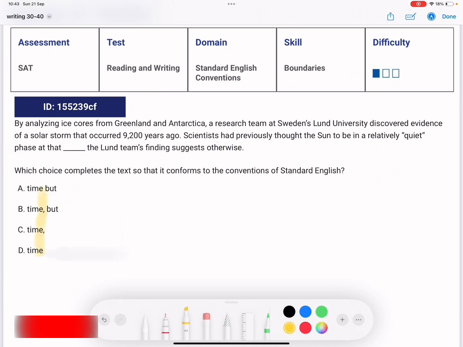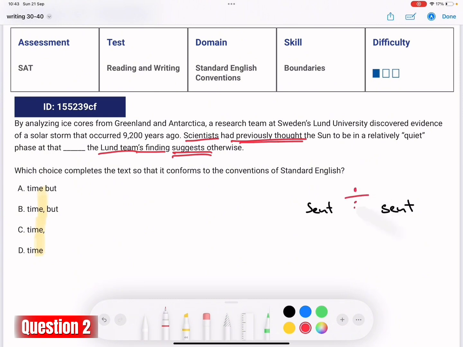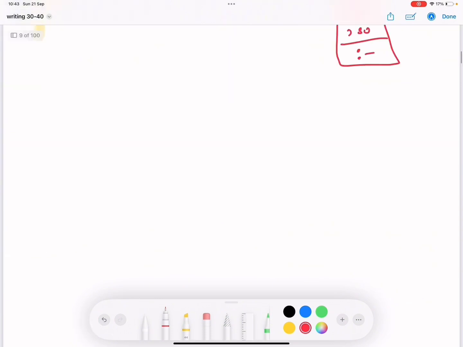So you see that there is a punctuation problem here. If the question is related to punctuation, what you just need to do is check if the left side is a sentence, and check if the right side of the blank is a sentence. The left side says scientists had previously sought, so it is a sentence, and the right side, the team's finding suggests, is also a sentence. For two sentences we can use a period, we can use a semicolon, we can use a comma plus FANBOYS like and, but, so, and also if the right side explains, we can use a colon or dash. We have only one option mentioned here.